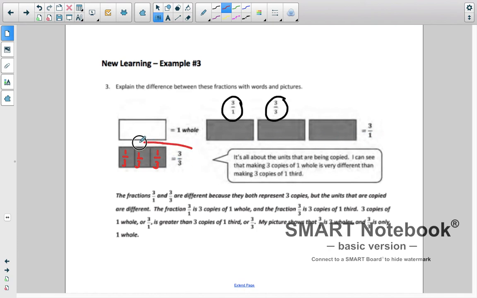This picture is very different than this one right over here. They're different fractions. At the bottom it says the fractions 3 over 1 and 3 over 3 are different because they both represent 3 copies, but the units that are copied are different. The fraction 3 over 1 shows 3 copies of 1 whole, and the fraction 3 over 3 is 3 copies of 1/3. Just like we said, this shows 3 copies of 1 whole, this shows 3 pieces of 1/3.